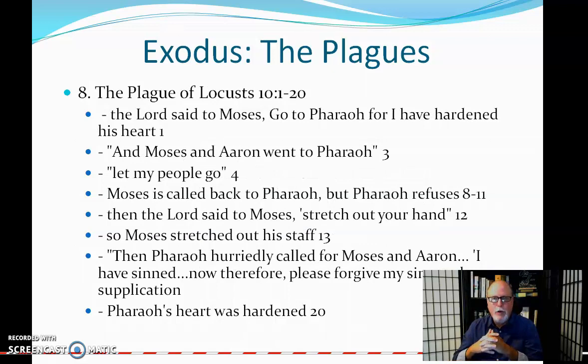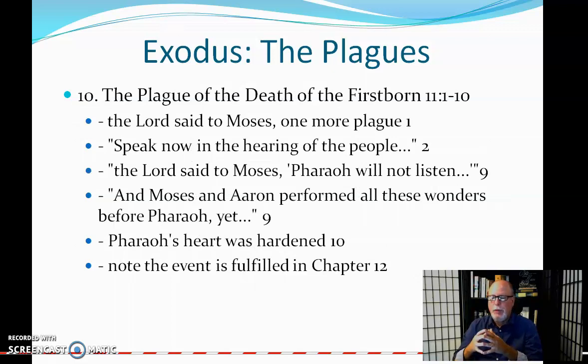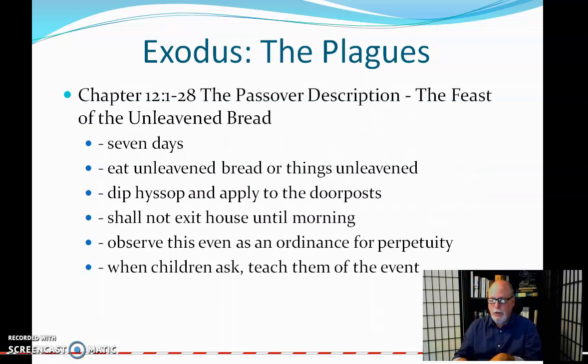The plague of locusts. Pharaoh's heart was hardened in verse 20. The plague of darkness. Pharaoh's heart, yet again, was hardened in verse 27. The plague of the death of the firstborn begins the 10th and final plague. And while Pharaoh's heart was hardened, note that in fact this event was fulfilled in chapter 12, which did lead to the Israelites being able to go.